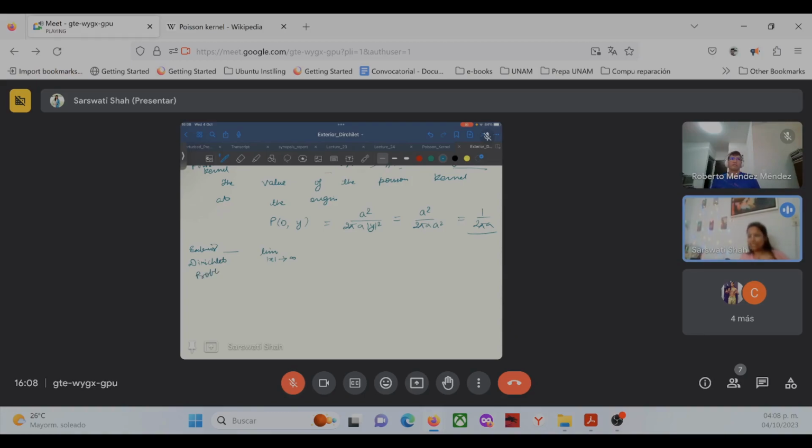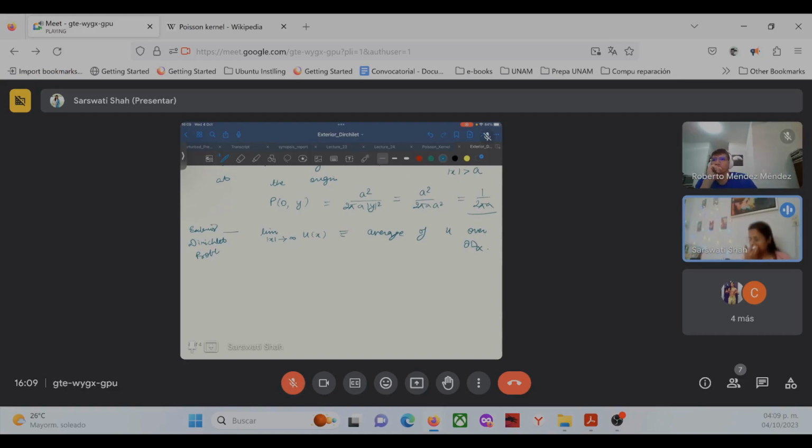Because in the exterior Dirichlet problem, the modulus of x is greater than a and it may go to infinity, u of x is equal to the average of u over the boundary of the disk. And also when you write the Poisson kernel in terms of the Cartesian coordinates, then you will get the limit as modulus of x tends to infinity of u of x comma y is equal to 1 over 2 pi a.